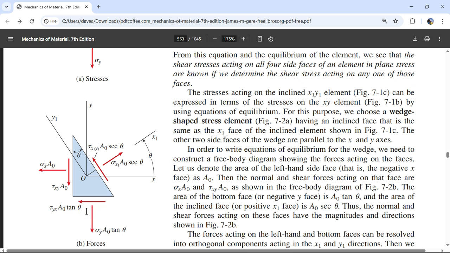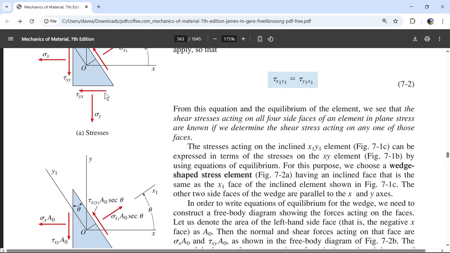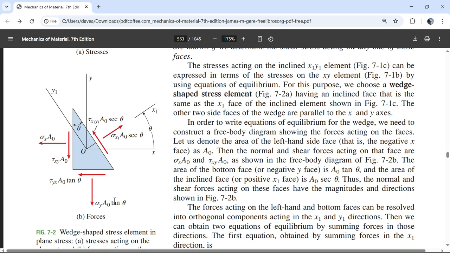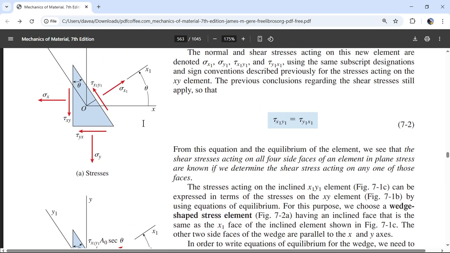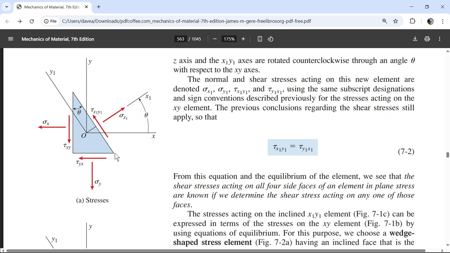All right, so hell yeah. And then this stress is on that same area. So we have sigma y, a naught tangent theta. And we went over that this area should be bigger than this. And so this is the cosine. I should say that this would be this area divided by cosine theta, which is this area times secant. So this is a naught. So the area of this is a naught secant theta.